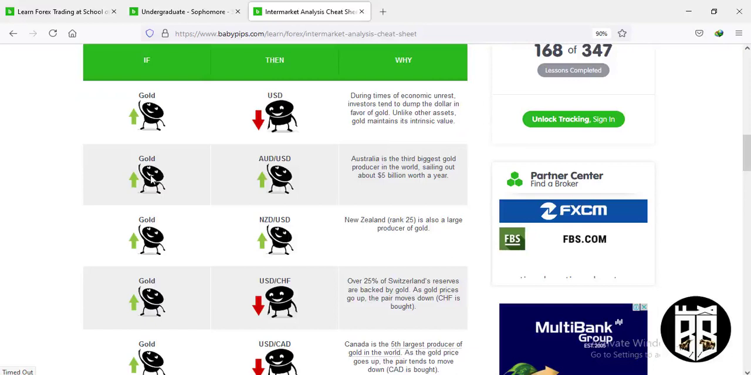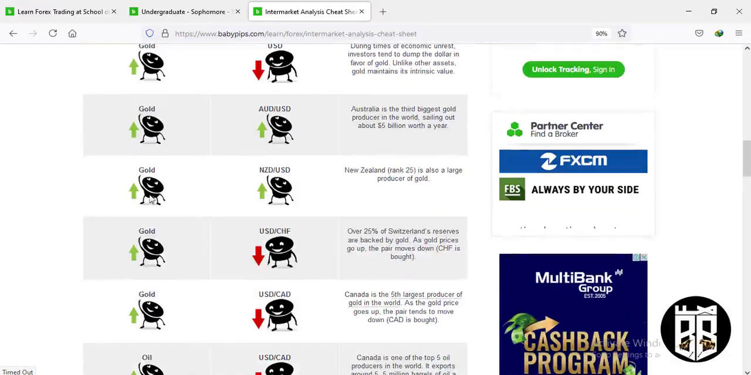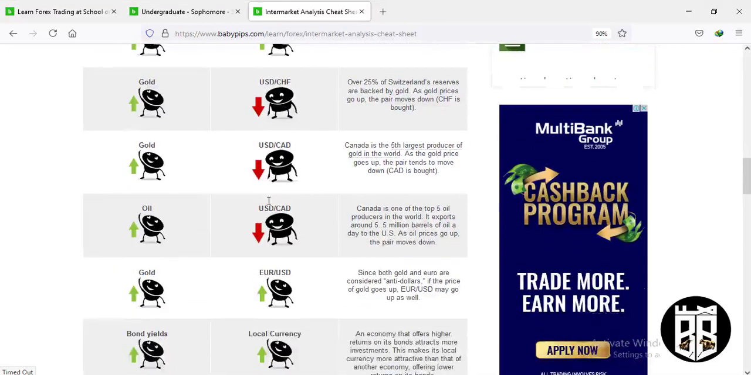Now, if gold is rising, the Australian dollar is rising. Why? Because Australia is the third biggest gold producer in the world, selling about 5 billion worth a year. Now, if gold is rising, the New Zealand dollar is also rising because it's also a large producer of gold. Now, if gold is rising, USD/CHF is dumping because over 25% of Switzerland's reserves are backed by gold. So USD is dumping, CHF is rising in this regard.